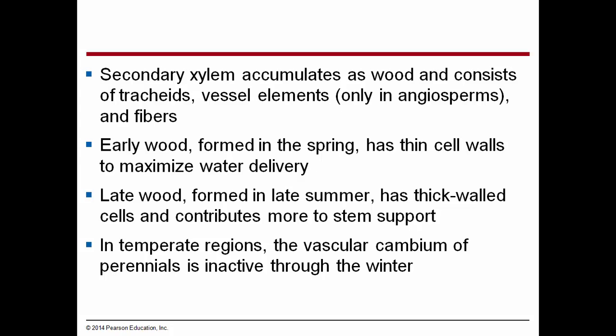Secondary xylem accumulates as wood and consists of tracheids, vessel elements only in angiosperms, and fibers. Early wood formed in the spring has thin cells to maximize water delivery, and late wood formed in the late summer has thick-walled cells and contributes more to stem support. In temperate regions, the vascular cambium of perennials is inactive throughout the winter.